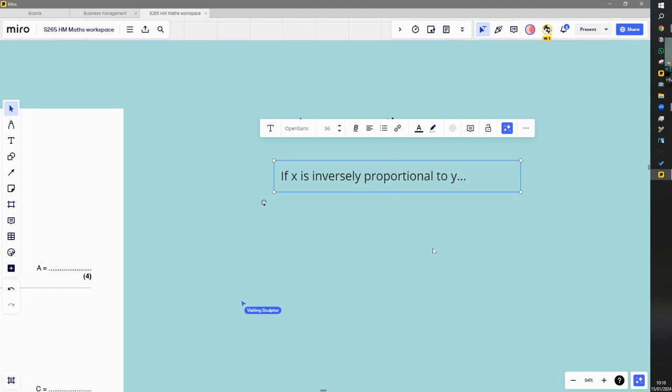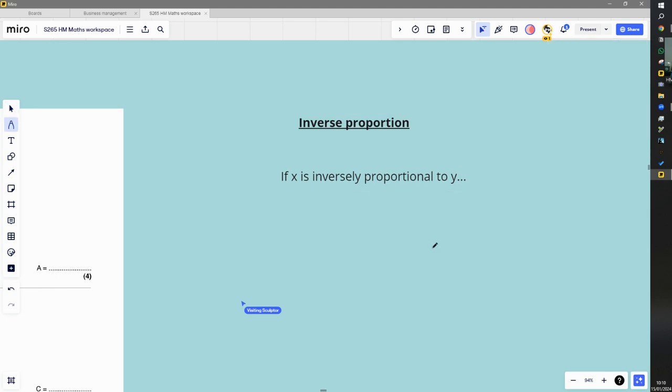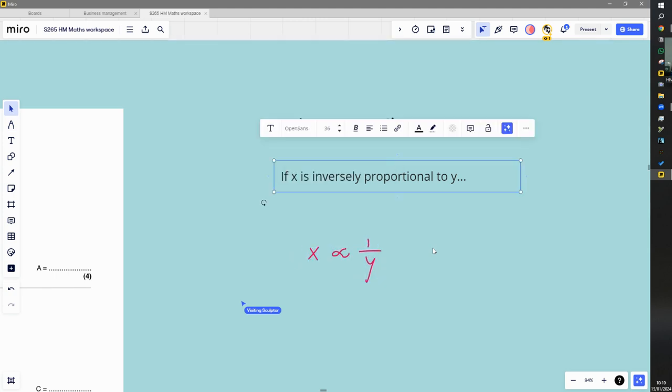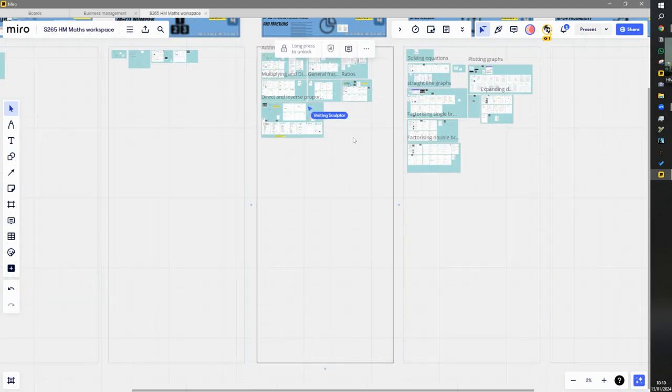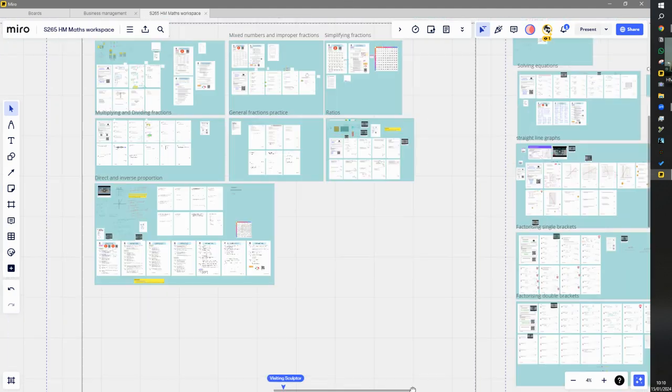In fact, maybe it'd be better if I write it as a formula underneath. So the way that we would write that is we'd say that x, and then we have the proportional symbol, instead of writing y, that would mean x is directly proportional to y. I do 1 divided by y.